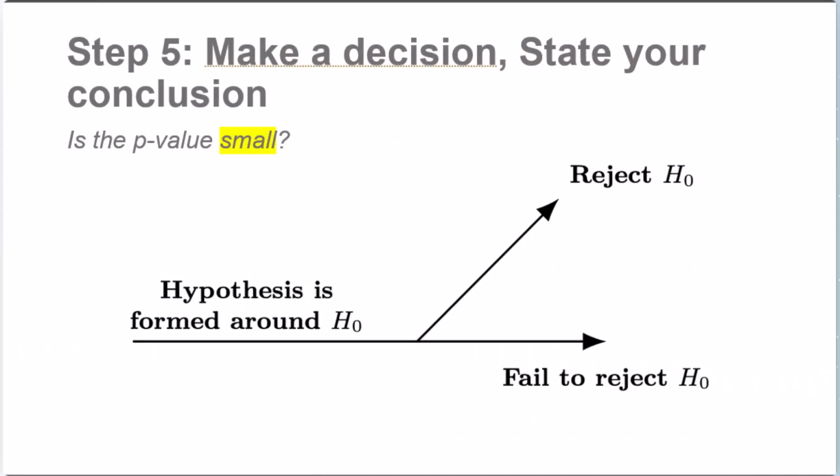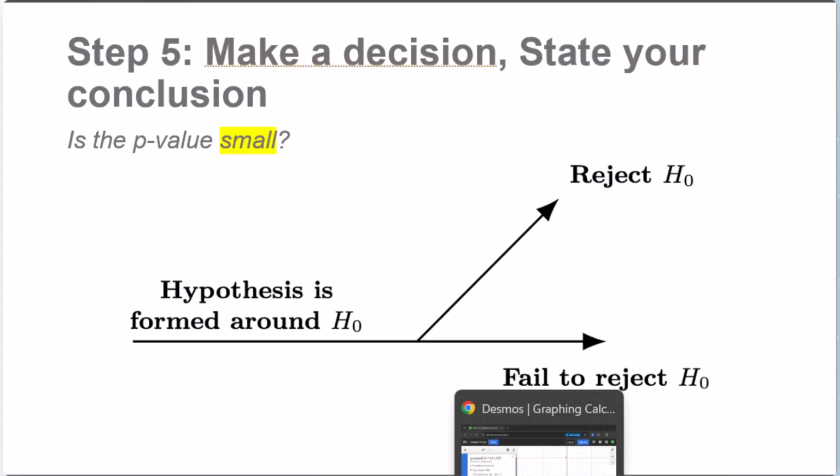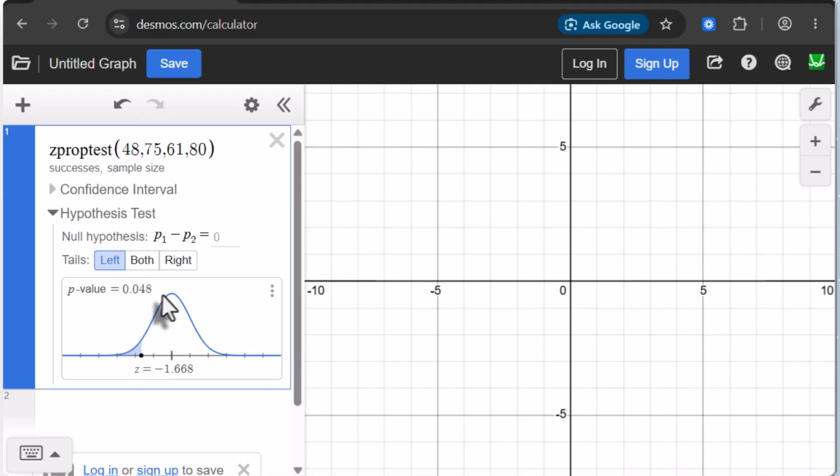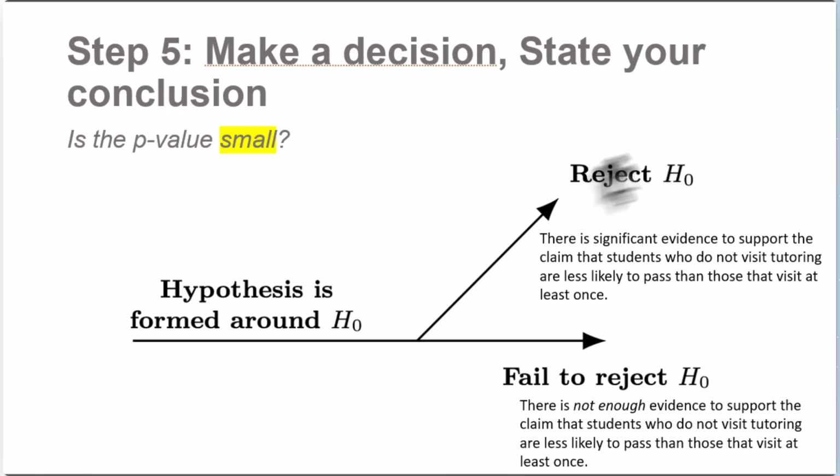So moving to step 5, we have to make a decision and then state the conclusion. Again, we're asking, is the p-value small, or is the p-value small enough? That small is based on our significance level, which was 0.05. So because our p-value is 0.048, we're actually just under 0.05 here. So this would be a significant result, or we would reject the null hypothesis here. So rejecting the null hypothesis, we're saying that the evidence supports our alternative.